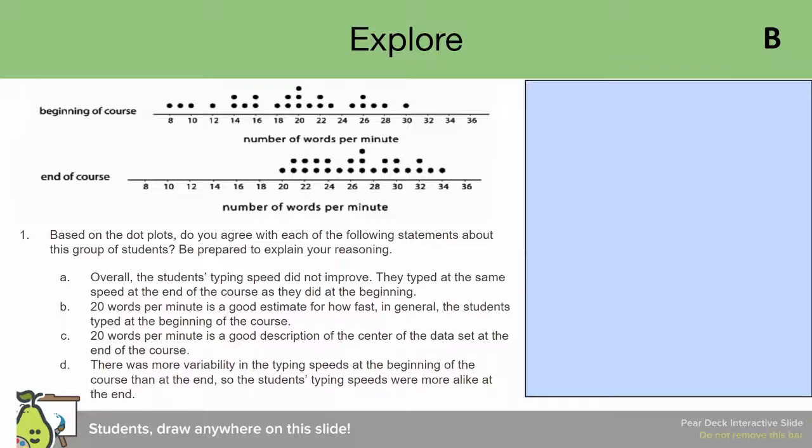Okay, welcome back. Part C reads, 20 words per minute is a good description of the center of data at the end of the course. What do you think about that? Is that a good statement?